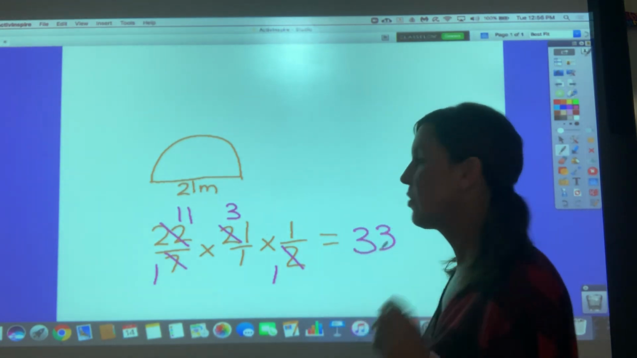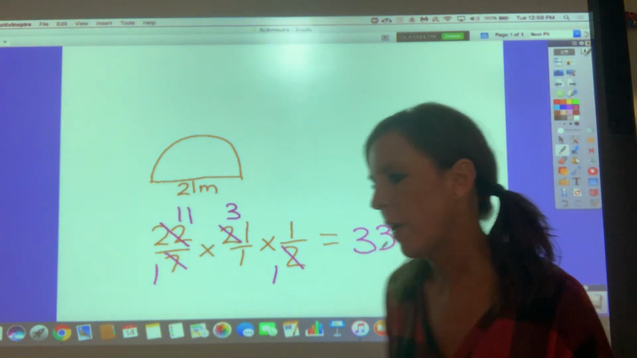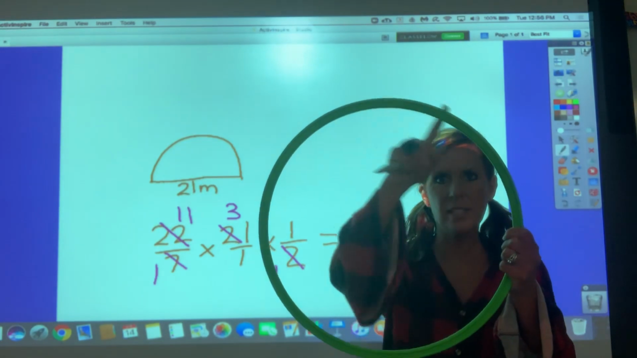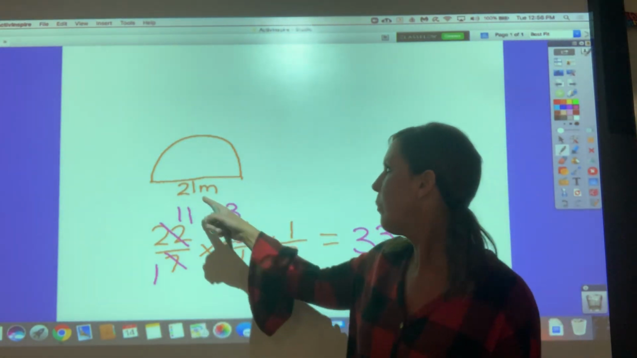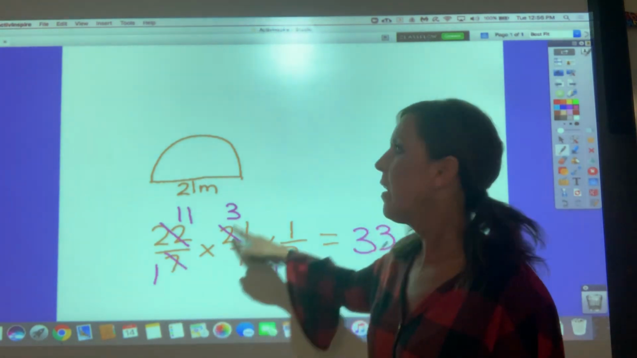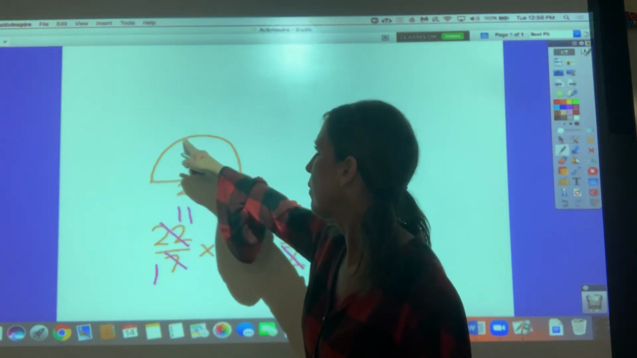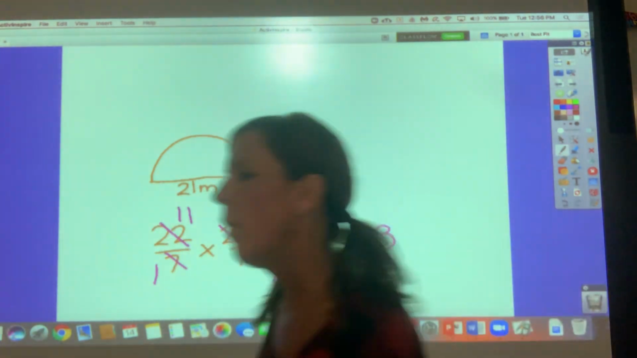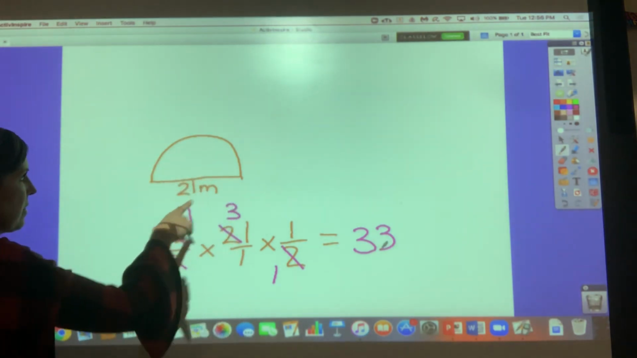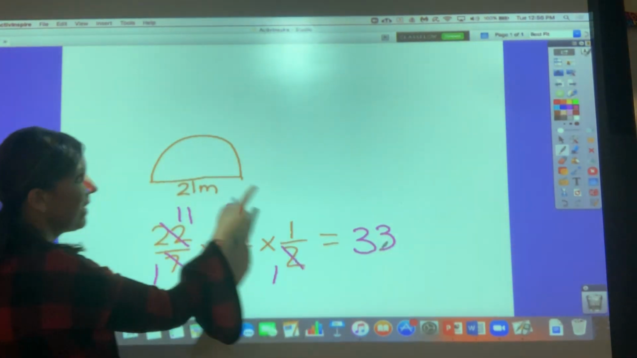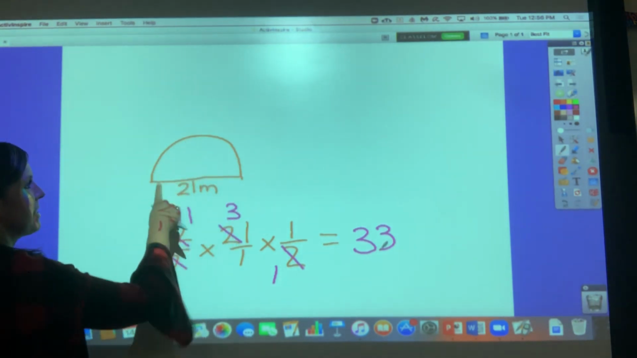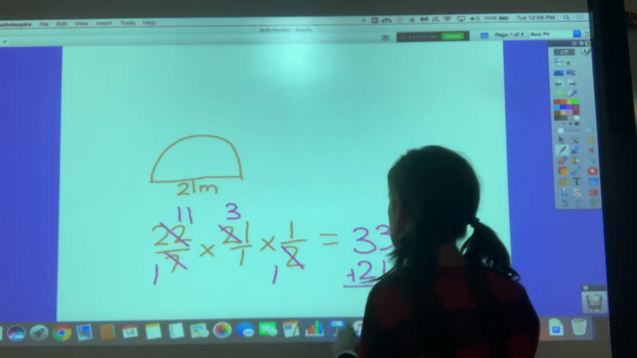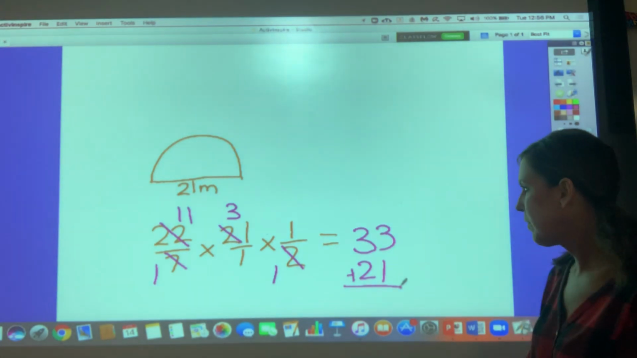Now, this is the tricky part, or the neat part you need to remember. Okay, remember that the circumference formula is the distance around a circle. So all we got by doing this math right here, all that is this. It's the curved part of our semicircle. Okay, that's all that gave us was this. Well, we want to know the distance around this. So we still need to add this to it. The 33 is this, but we still need to add this to it. So we need to add the 21 back to the 33 to find the distance around.